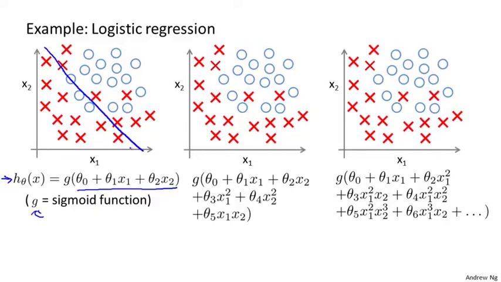And this doesn't look like a very good fit to the hypothesis. And so, once again, this is an example of underfitting or of a hypothesis having high bias. In contrast, if you were to add to your features these quadratic terms, then you could get a decision boundary that might look more like this.